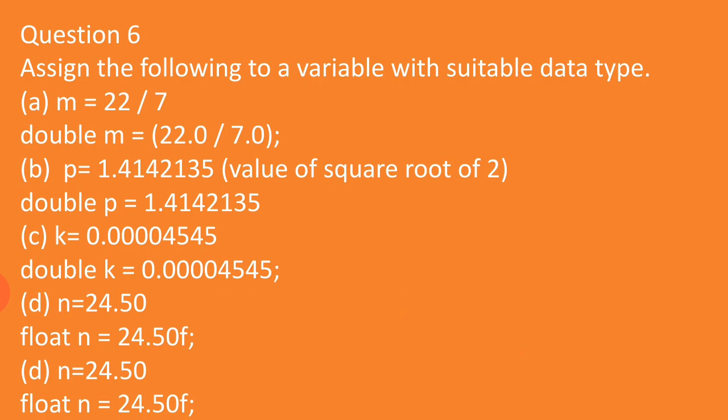Then n equal to 24.50. You can have it in double also, you can have it in a float. Here I have taken float, so I'll write float n equal to 24.50f, and the small f is there because for a float literal, a small f is always suffixed at the end of the float literal. That's important. Then it's over now.